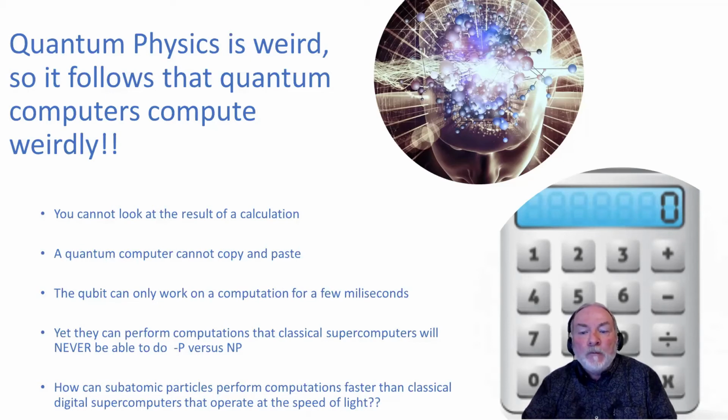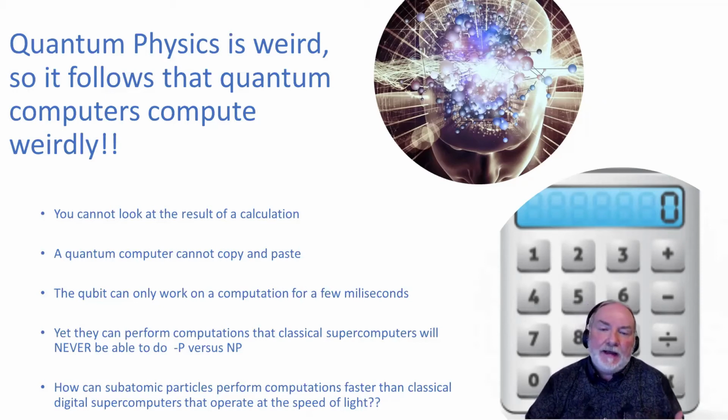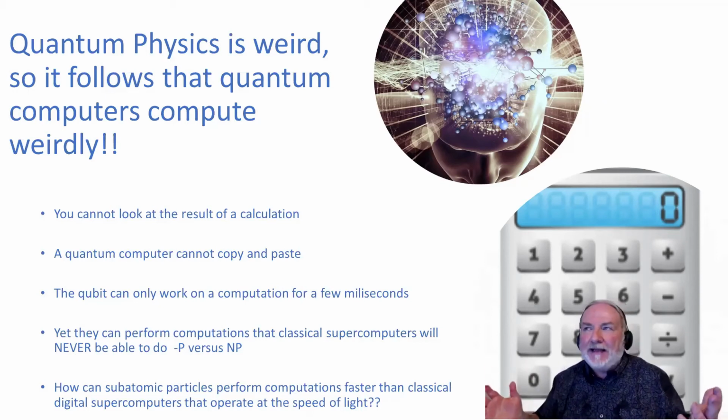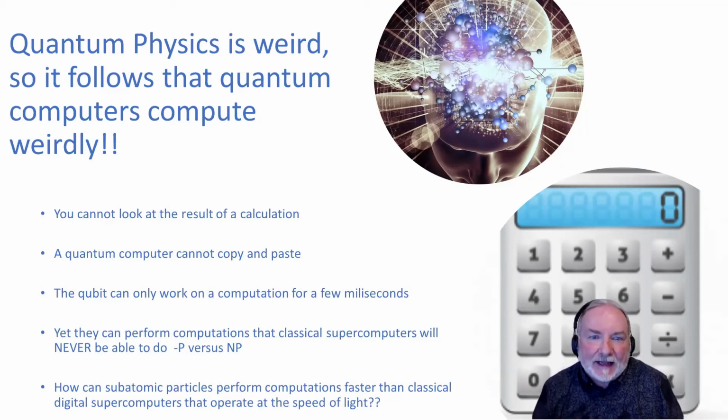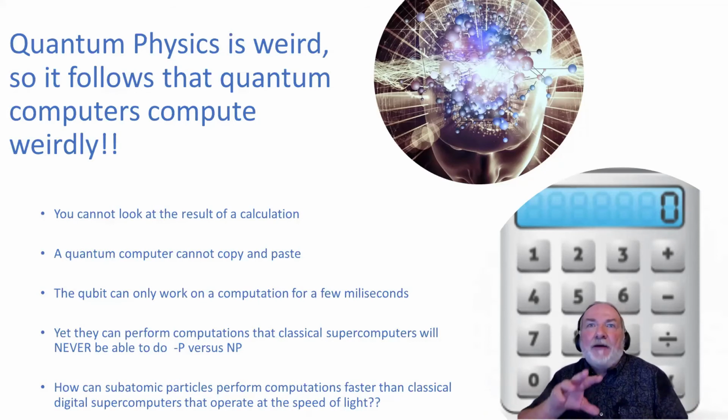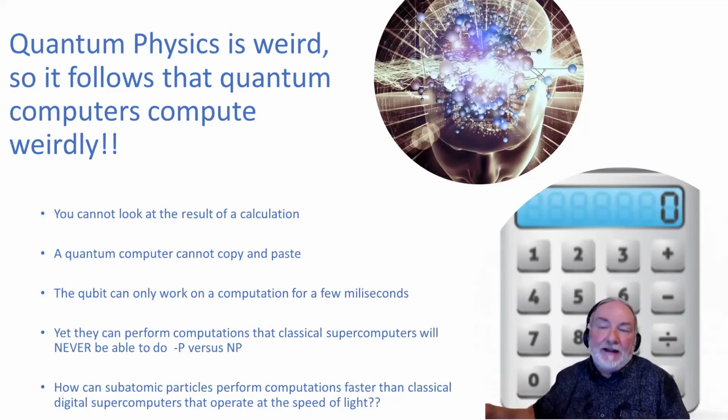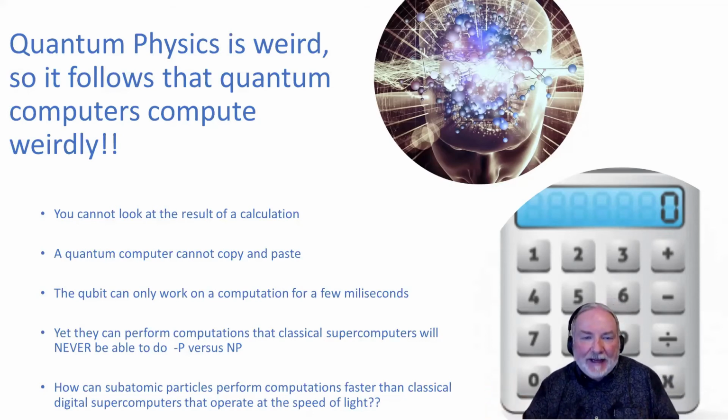So you can't copy and paste, whereas that's the major thing that happens in a classical computer. You just say, whatever's in that transistor, put the same on and off in another one. So it's amazing. And qubits are still only working in milliseconds before they collapse.